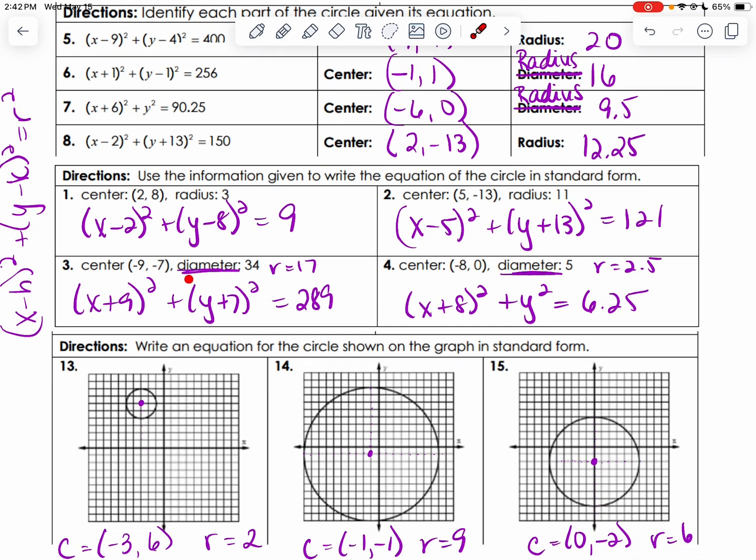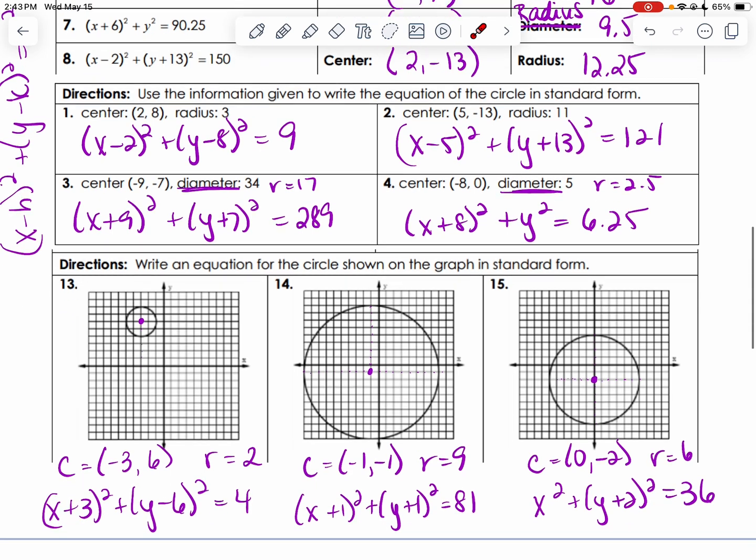For number 3 and 4, we have to be really careful, and I underlined they gave us the diameter. Well, we always need the radius. So this is going to be x plus 9 squared plus y plus 7 squared equals 289, because we have to divide the diameter by 2 to get the radius and then square it. Over here, my center is at negative 8, 0. So we get x plus 8 squared plus y squared. Again, they gave us the diameter is 5. I have to divide that by 2 first to get the radius. Then I'm going to square it to get 6.25.